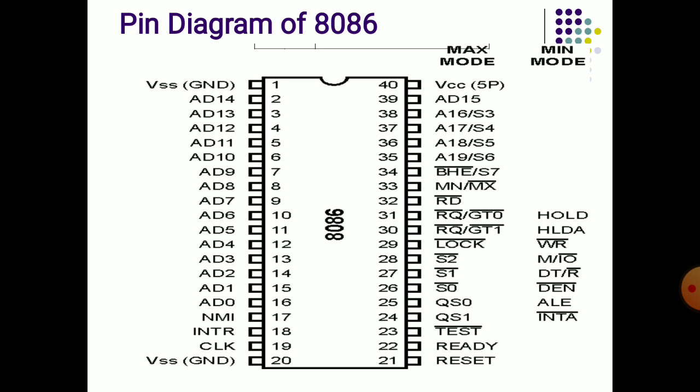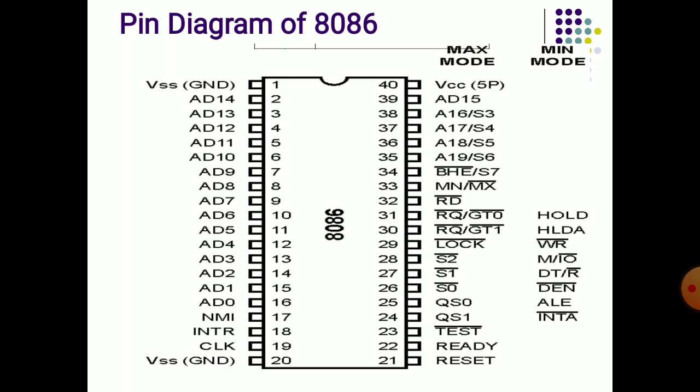If MN/MX bar is equal to 0, 0 means what? MX bar is active, that is maximum mode will be operated, that is multiprocessor support. If MN/MX bar is equal to 1, it will act as a single processor mode. So this is the operation of MN/MX bar, right?